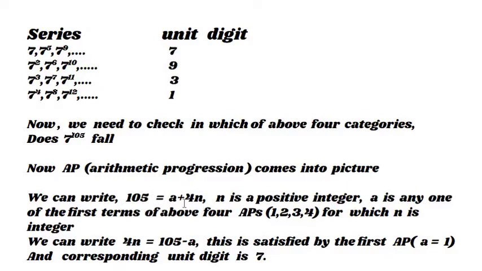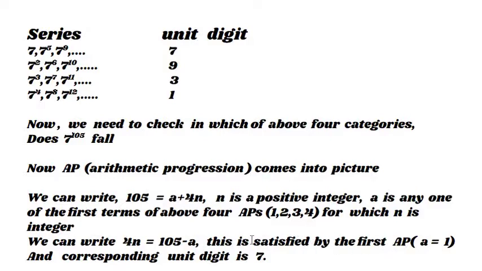You can write in an arithmetic progression as 105 is equal to a plus 4n, where n is some positive integer and a is any one. a is the first term or the constant term here. So possible values of a are 1, 2, 3 and 4, and n is a positive integer. We can write 4n is equal to 105 minus a. For n to be an integer, this must be a multiple of 4. As you can see, 105 minus a must be a multiple of 4. This is because n is an integer and this whole term is equal to 4n, and that is a multiple of 4.